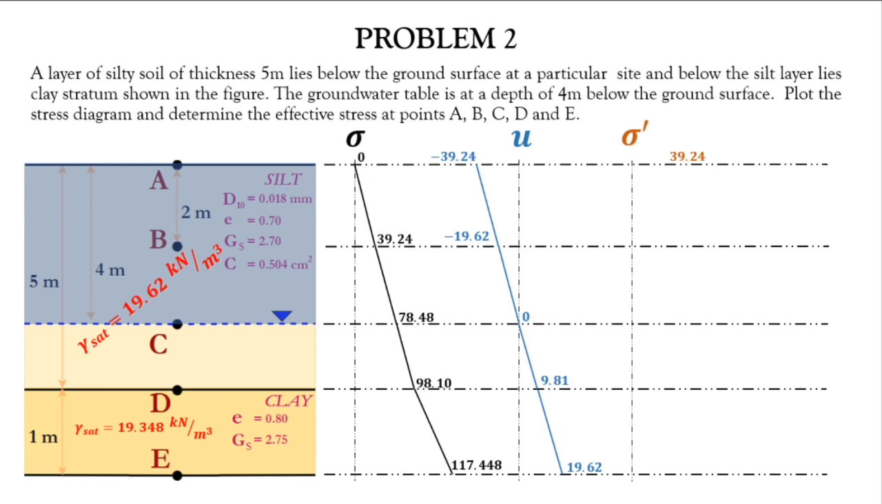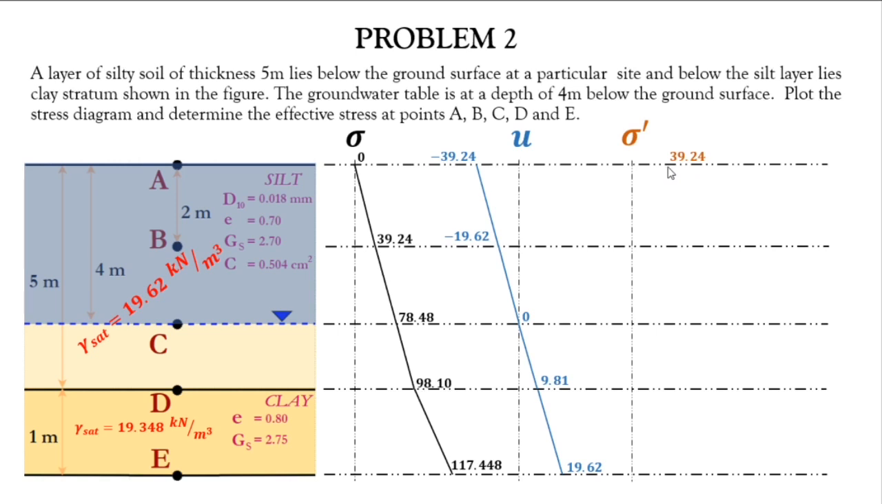So, kanina sa problem number 1, 0 tayo sa ground surface. So, ngayon dahil nagkaroon ng capillary rise, nag-increase yung effective stress from 0 naging 39.24. So, yun yung effect ng capillary rise. Pinatataas niya yung effective stress ng lupa para sa region ng capillary zone. So, okay na yan. So, meron na tayo para sa point A.